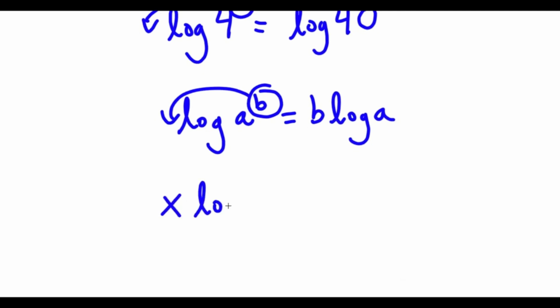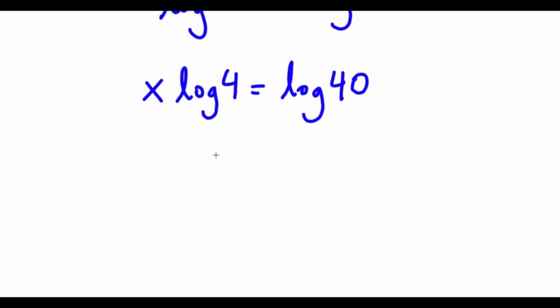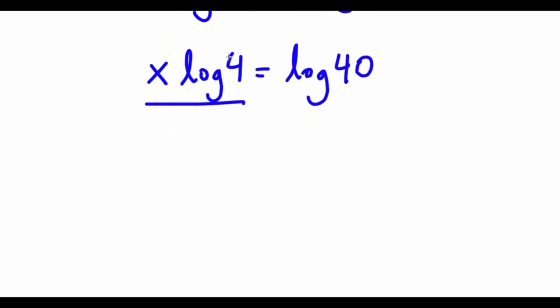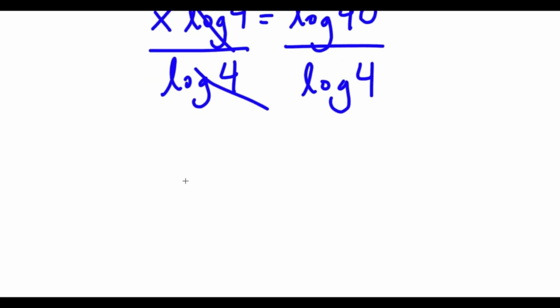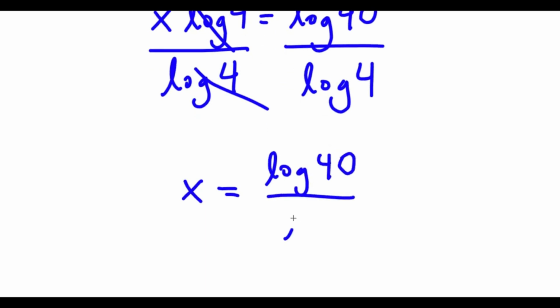So now I have x times log 4 is equal to log 40. Now, I'm going to go ahead and divide both sides by log 4. So then these two cancel out, and now I have x is equal to log of 40 over log 4.